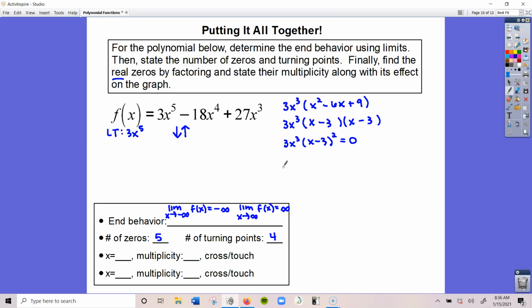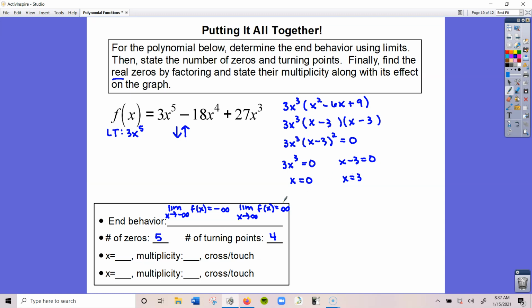Now I solve for each individual factor, make it equal to 0. Here, if I divide by 3, it's still 0, and if I cube root it, it's still 0. So x is equal to 0. And here I'd have to add the 3, so x is equal to 3.